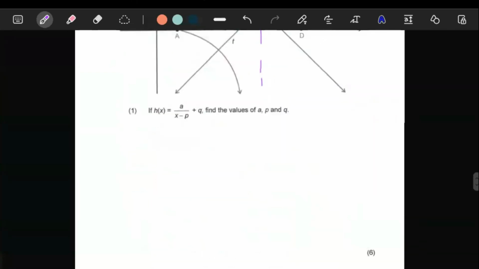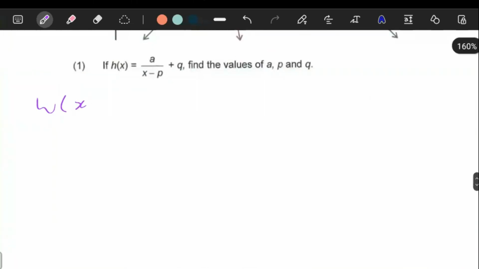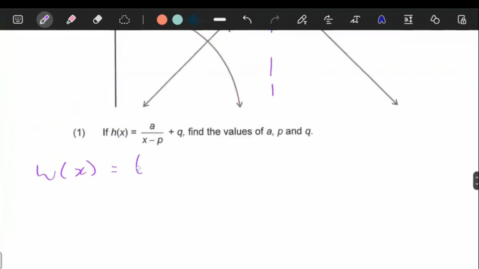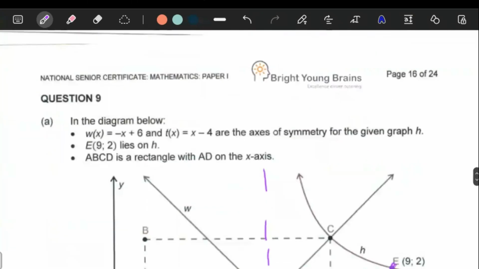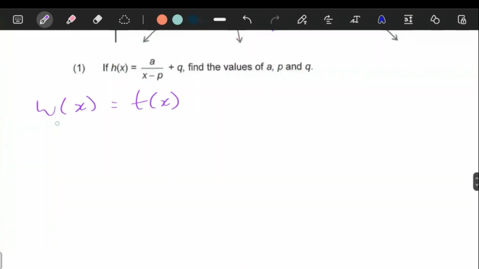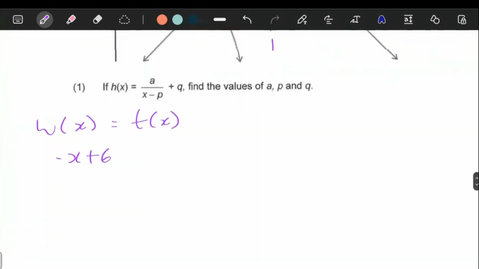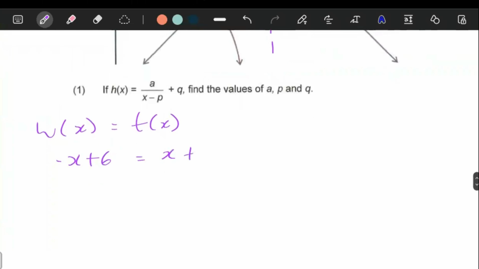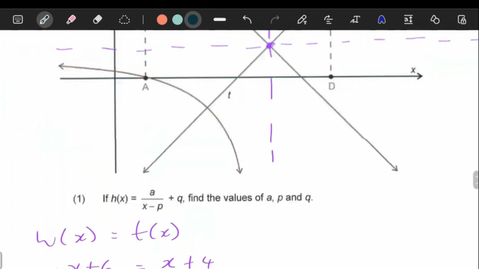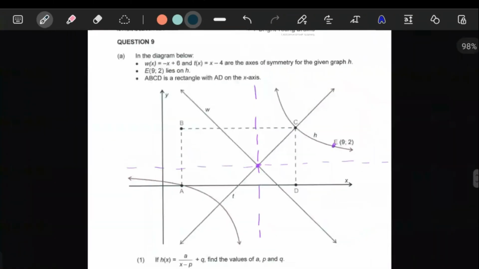So let's do that. Let's equate W with the equation of T. The equation of W is negative x plus 6, and the other one is just x plus 4. Putting these on one side, you can have x plus x, numbers on one side, 6 minus 4. 2x is equal to 2. Divide both sides by 2.